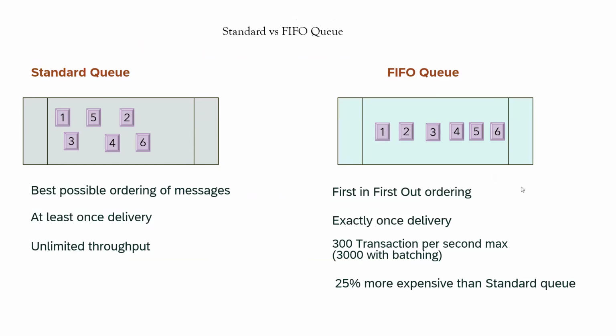And the second one is the FIFO queue, the first in first out ordering, where all the objects are stored in a sequential manner. The object which has entered the queue first will be returned to the processing service in the same order. So that is first in first out ordering of the objects, exactly once delivered.